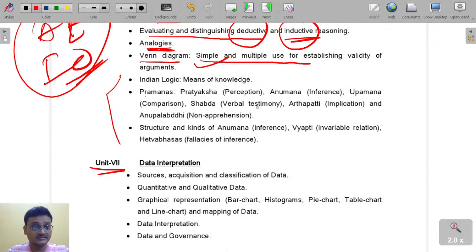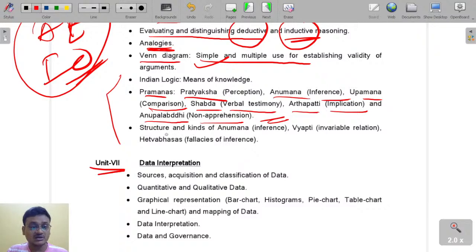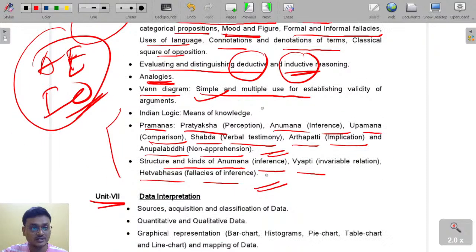Here you see pramana is divided into pratyaksha, perception; anumana, inference; upamana, comparison; shabda, verbal testimony; arthapatti, meaning implications; and anupalabdhi, that is non-apprehension. Okay, and there are also the structure and kinds of anumana, that is inference, vyapti, and fallacies of inference. So all of this is logical reasoning. This is actually unit 6.